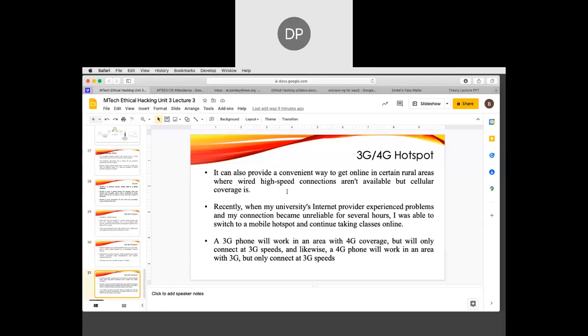A 3G phone will work in an area with 4G coverage but will only connect at 3G speeds. Likewise, a 4G phone will work in an area with 3G but only connect at 3G speeds. And now the world is moving toward 5G. The USA and some countries in Europe have already implemented 5G. We are also waiting, and hope maybe this year or maybe next year we will have 5G.